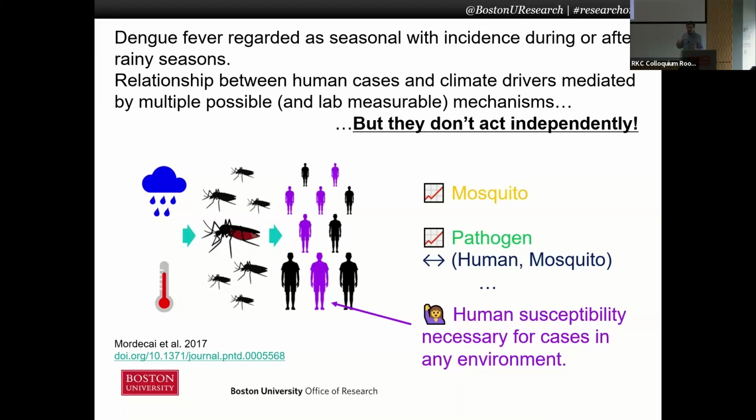Another thing to remember is that these things don't act independently. These different mechanisms are not separate, but they're integrated through the entwined ecology of the system. And one really obvious thing is that an epidemic can't happen if there are no susceptible humans. So if a dengue epidemic has recently spread through, there's going to be a low level of susceptibility. And so no matter what the temperature is, no matter what precipitation there is, cases are going to stay low.